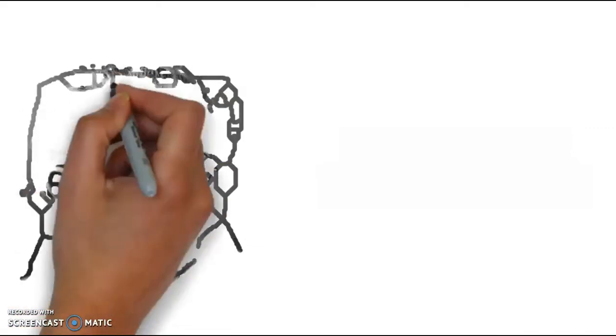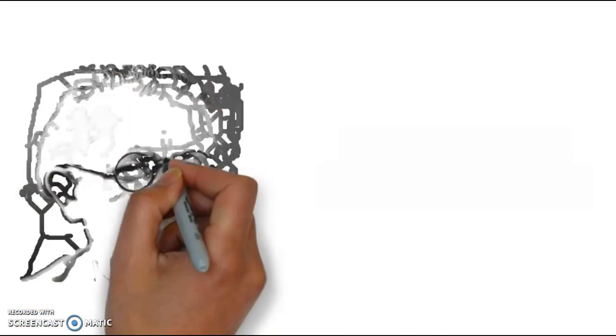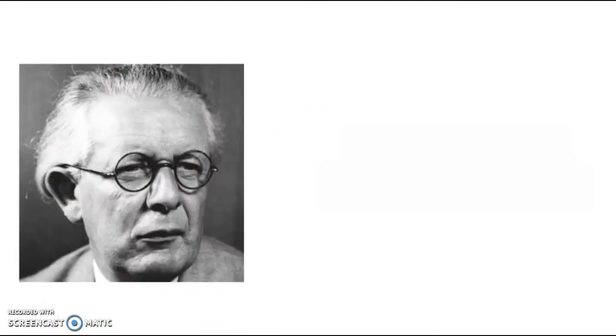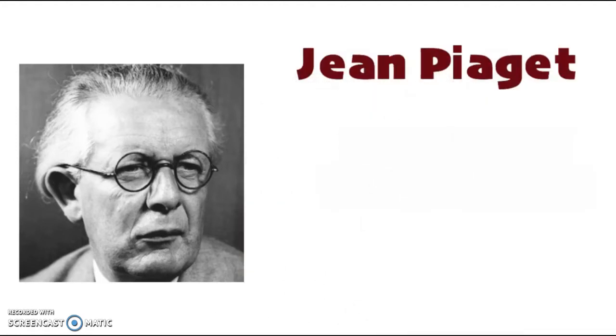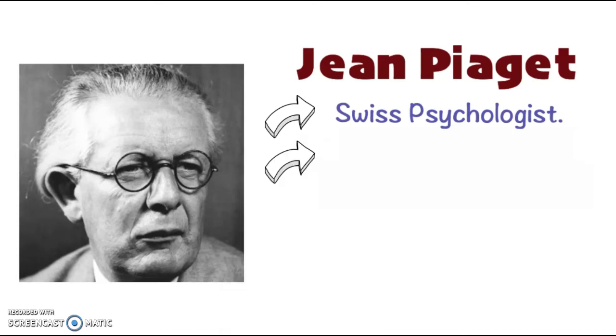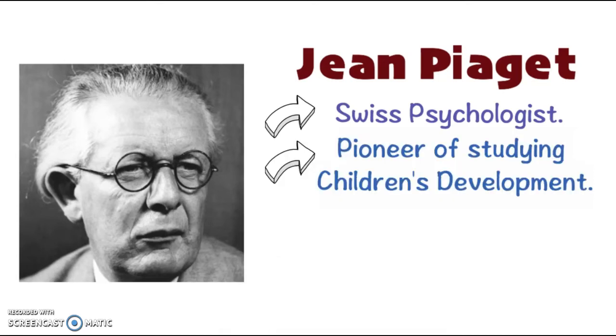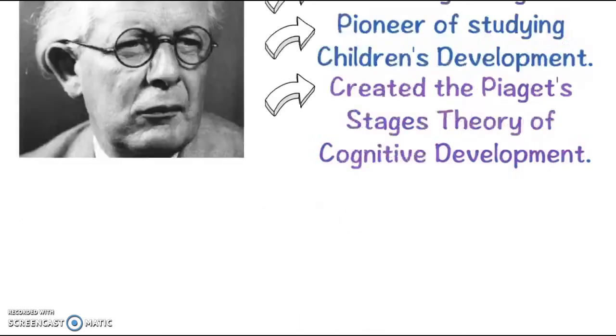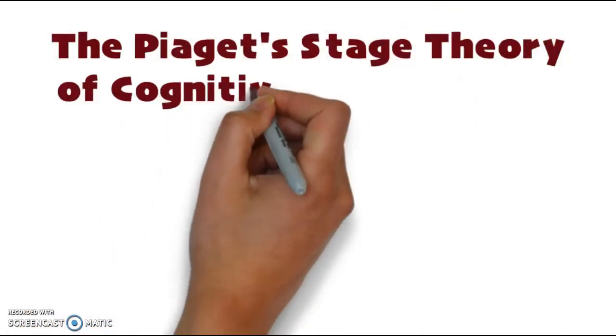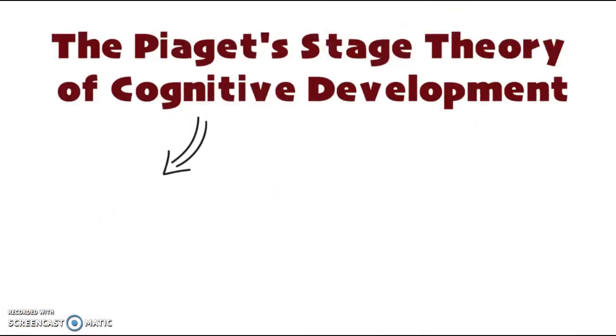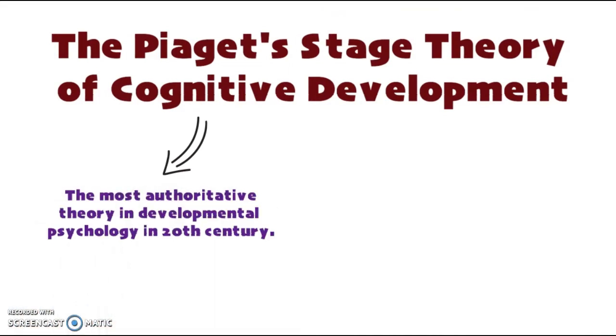However, when it comes to the theory of cognitive development, we have to start with introducing this man, Jean Piaget. Piaget was a very famous Swiss psychologist who was a pioneer in studying children's development. The Piaget stage theory of cognitive development was considered the most authoritative theory in developmental psychology in the 20th century.